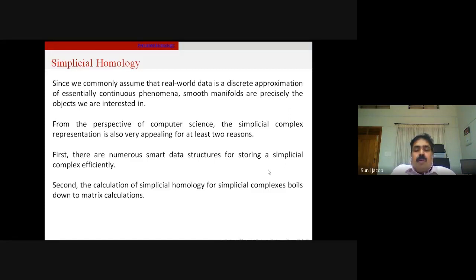Now, from the perspective of computer science, this is very important for at least two reasons. The one is that there are numerous smart data structures available for storing a simplicial complex efficiently. The other is that the calculation of simplicial homology boils down to matrix calculation. When we go for the homology groups of simplicial complexes, this can be done with very simple calculations consisting of matrices only: row and column operations, some decomposition, etc. Therefore, the calculations can be done smoothly in computers. These are two important things from the perspective of computer scientists.